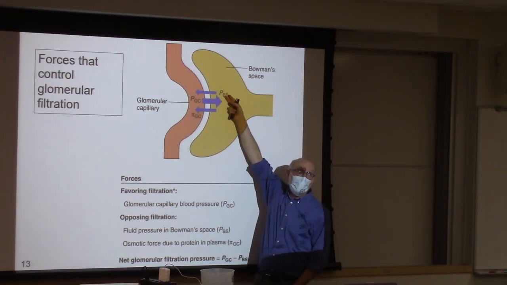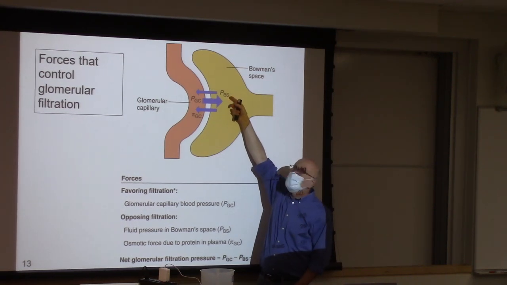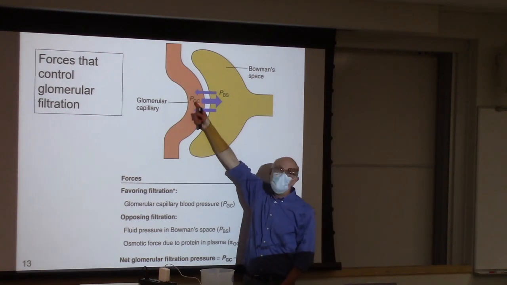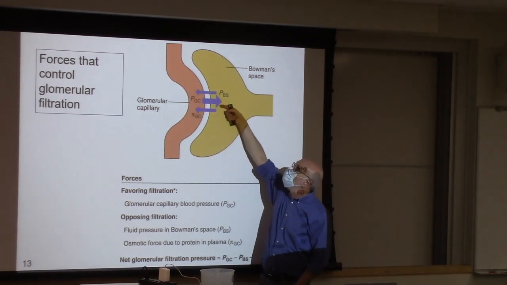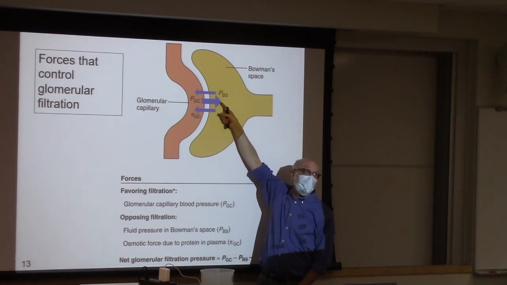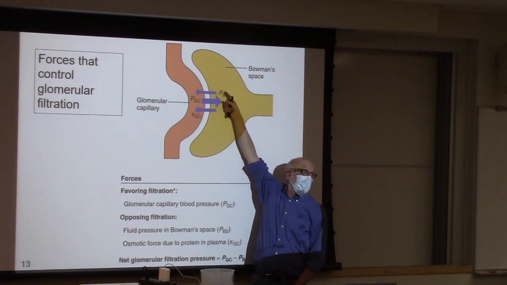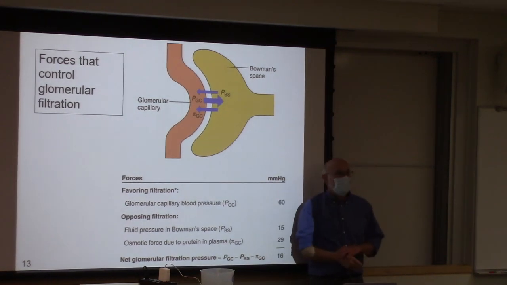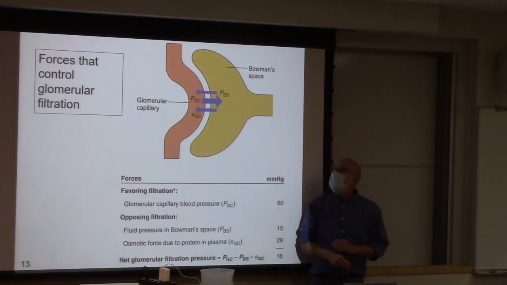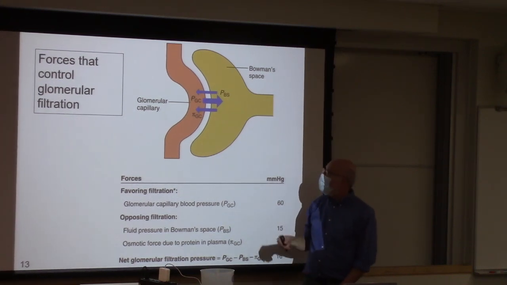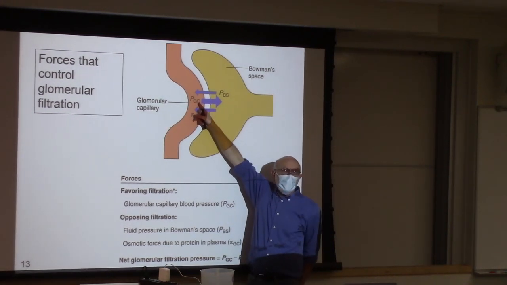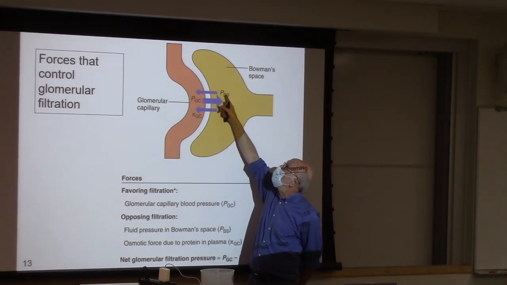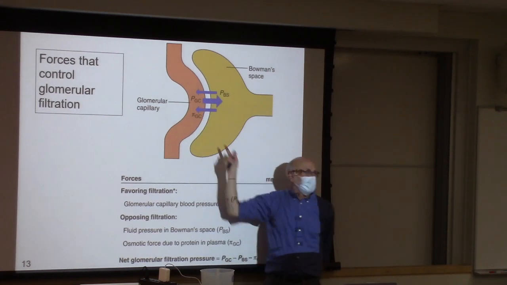There is some pressure in Bowman space that by itself would push water from Bowman space into the glomerular capillaries, but the blood pressure is almost always greater than the pressure in Bowman space. So this minus this is the pressure differential. So we have glomerular capillary pressure favoring filtration, and we have Bowman space pressure opposing filtration.